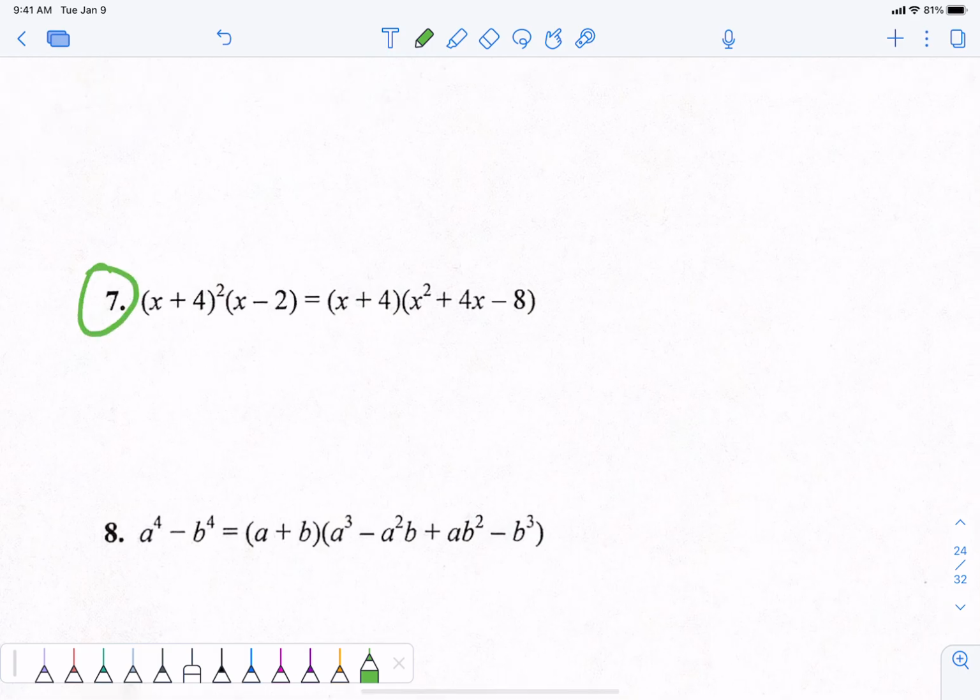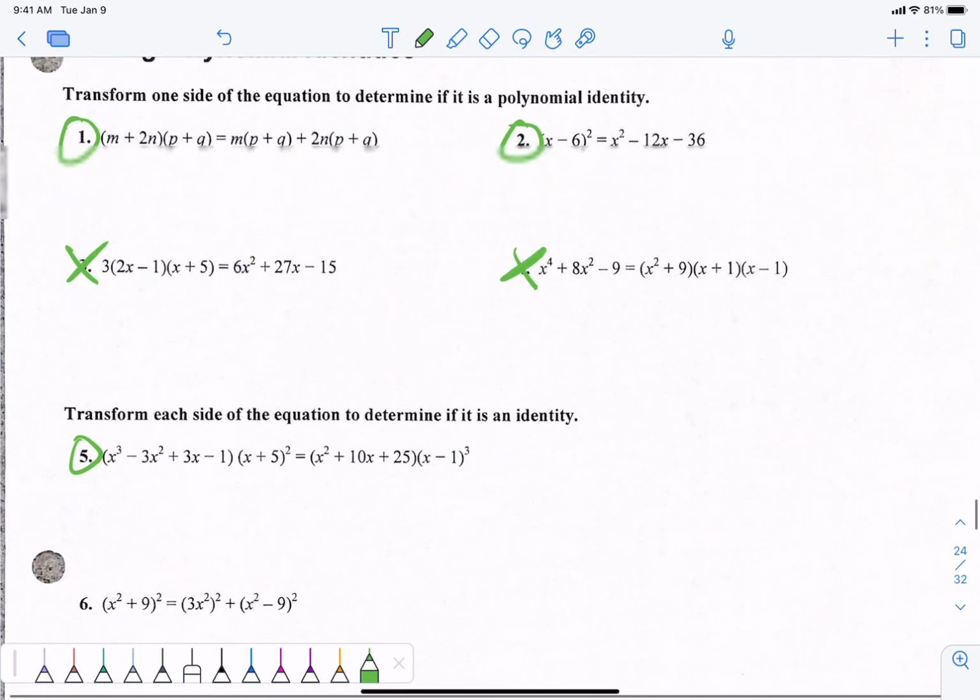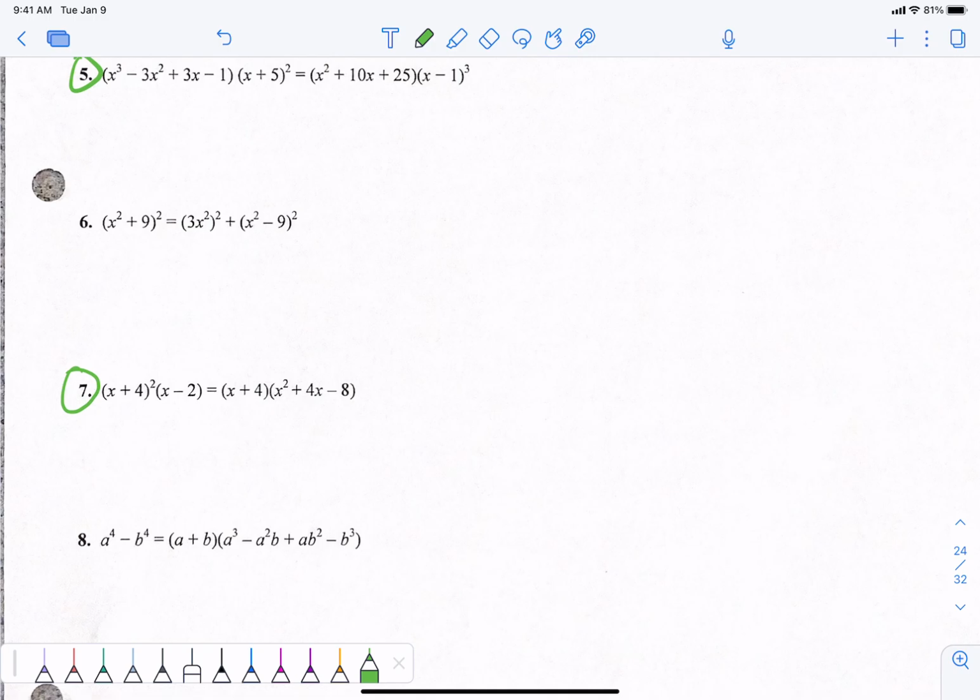Let's do 5 and 7. 1, 2, 5, 7. There you go. 4 problems. Get them done. I'll give you this paper. 1, 2, 5, and 7 for your homework assignment. So you people watching the video, 1, 2, 5, 7. 4 homework problems. There you go. Can you submit it?